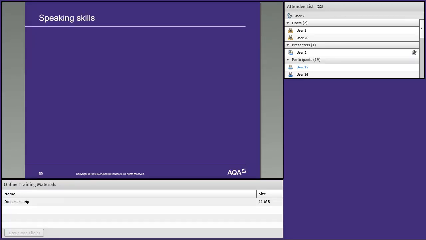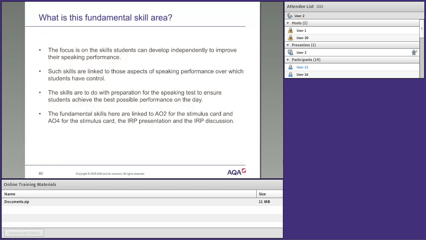So the last section then is looking at speaking skills, and particularly AO4. The focus here is on the skills that the students can develop independently to improve their performance in the speaking exam. Such skills are linked to those aspects of the speaking performance over which the students have control. The skills are to do with their preparation for the speaking test to ensure that the students achieve the best possible performance on the day.